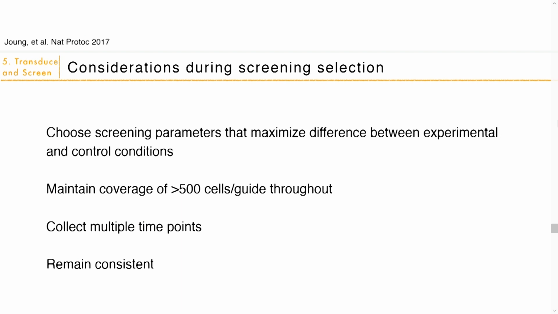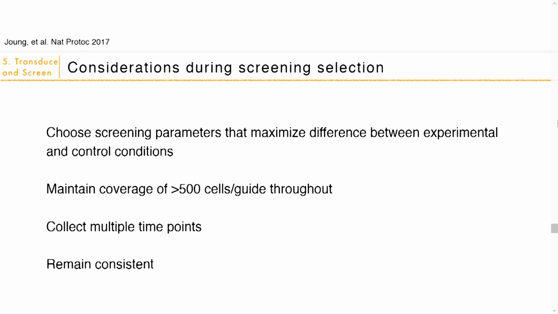For drug dosing, since a lot of people do this, typically we will screen at the IC50 of the drug because there is selection pressure, but it's not so strong that you're killing off most of your cells. And so for drug selections, we typically use the IC50. Again, very important, throughout the screen, maintain the coverage of 500 cells per guide RNA. This will reduce the noise in your screen.